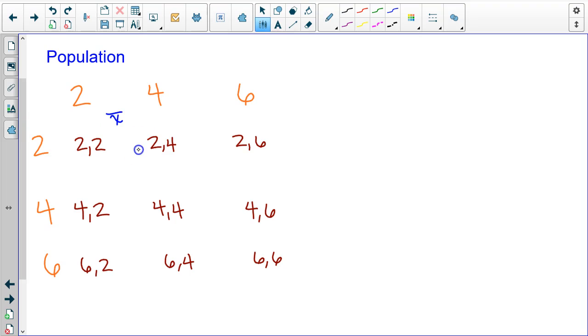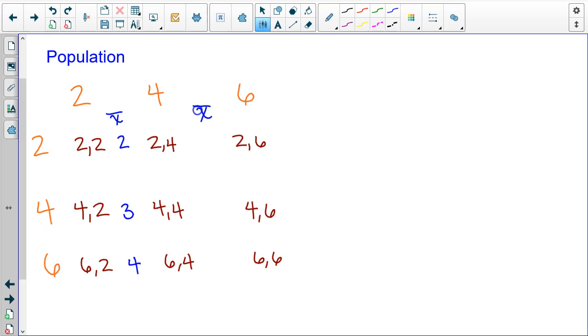Could you find the mean? What would the mean be of these? 2 plus 2 divided by 2? 2. 4 plus 2 divided by 2? 3. 6 plus 2 divided by 2? 4. So the mean of this sample is 2. The mean of this sample is 3. Does that make sense? All right.